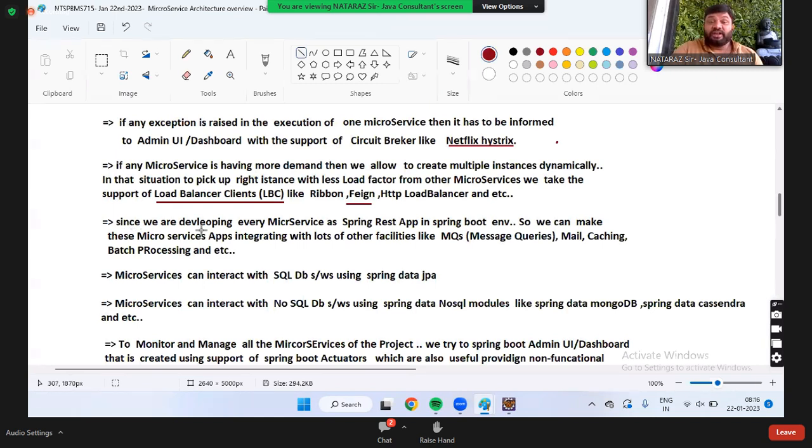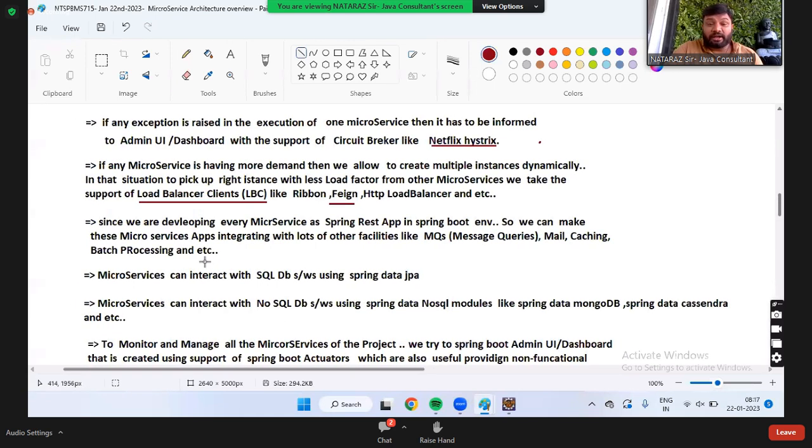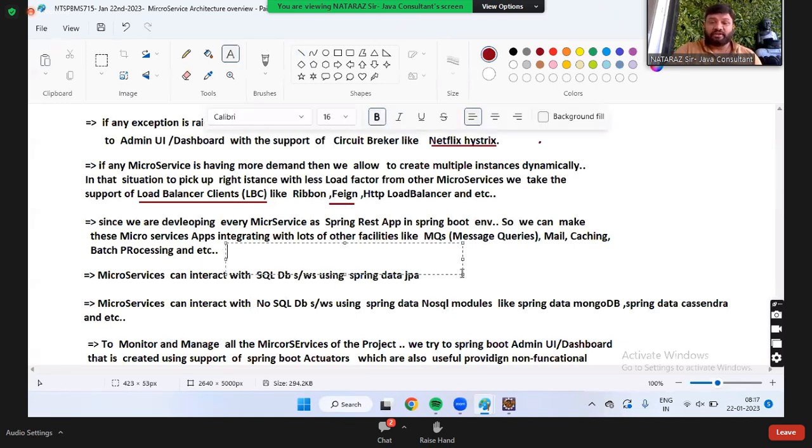Since we are developing every microservice as a Spring REST application in the Spring Boot environment, we can make these microservice applications interact with lots of other facilities like what? MQs, mail, caching, batch processing, and etc. I am talking about integrations, boss.